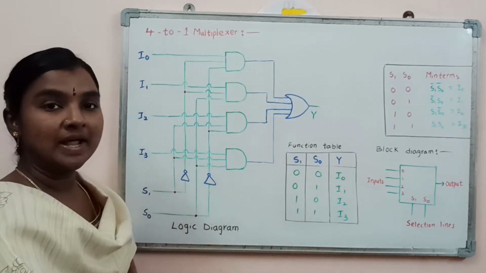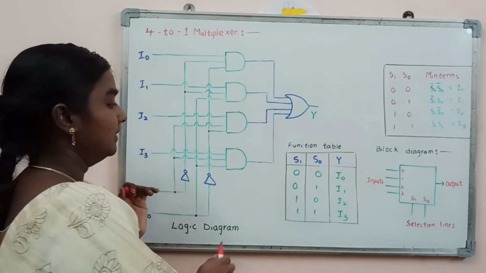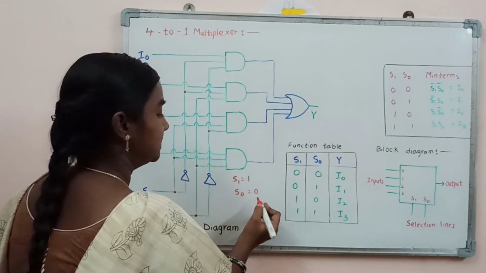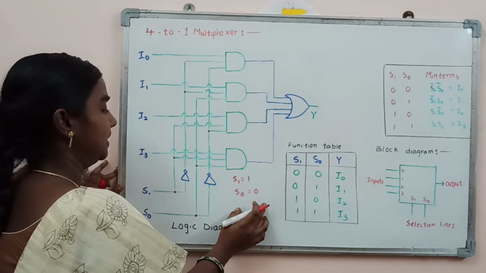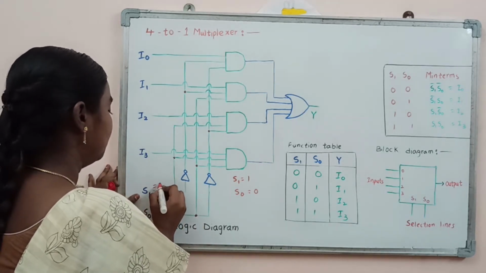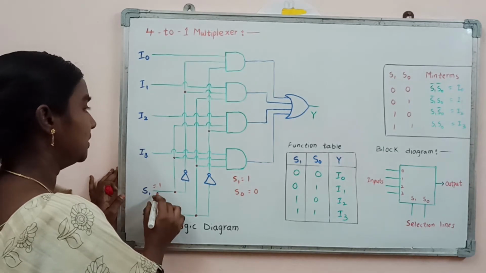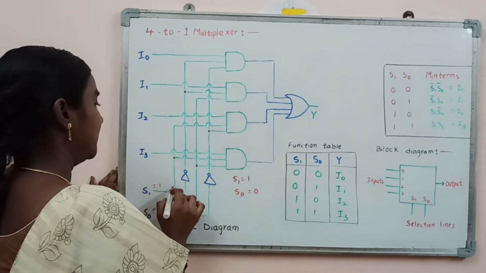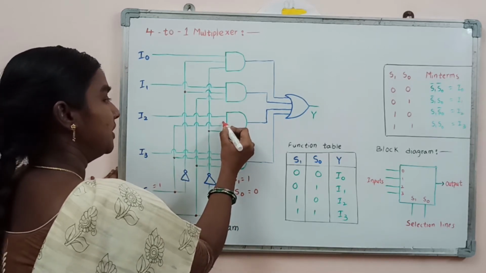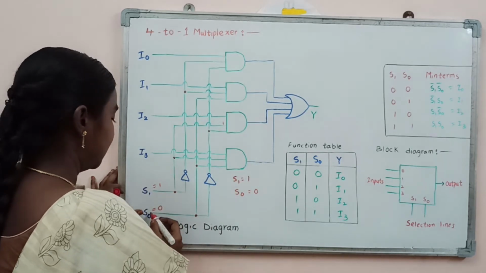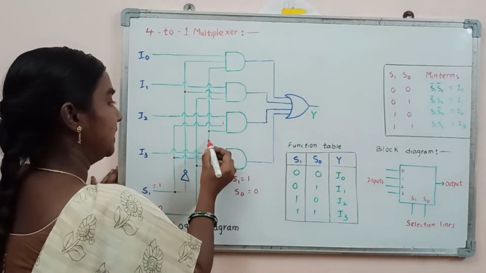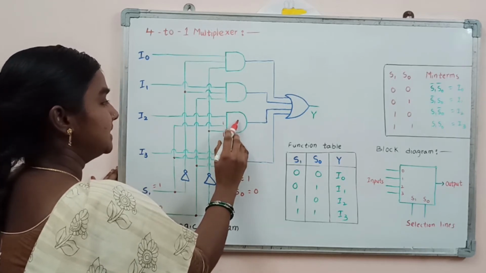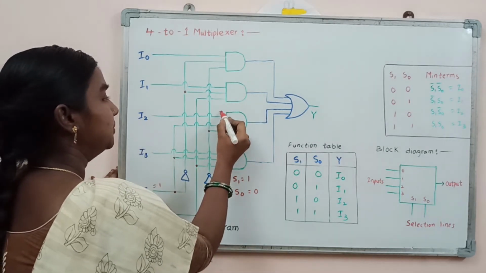Now we will see one binary combination, with S1 equal to 1, S0 equal to 0. With this combination, it is going to select this AND gate. S1 equal to 1 means the input for this AND gate here is 1, and S0 equal to 0 means through this NOT gate the AND gate input here will be 1, and the third input is going to be I2 here.